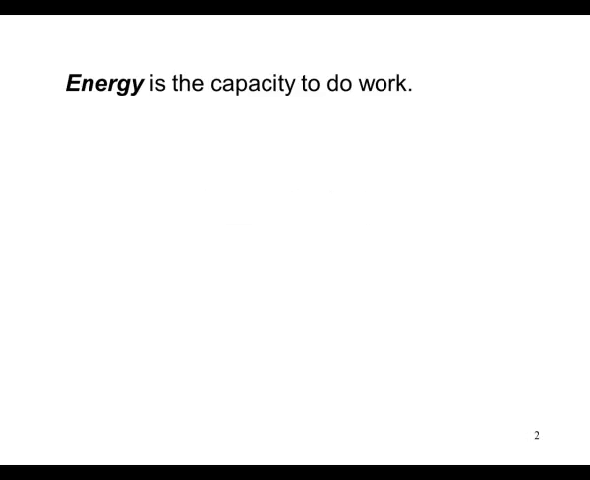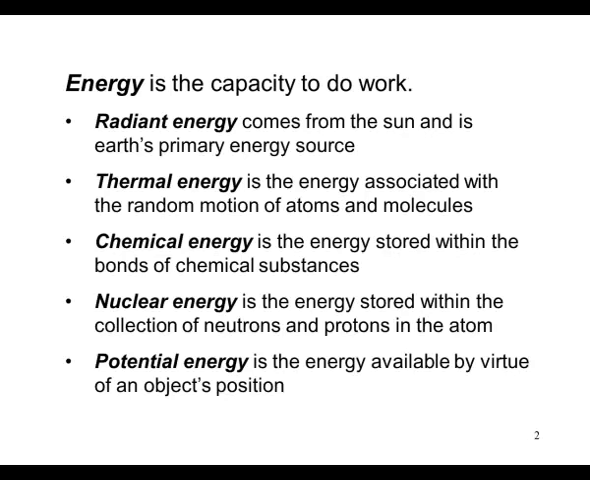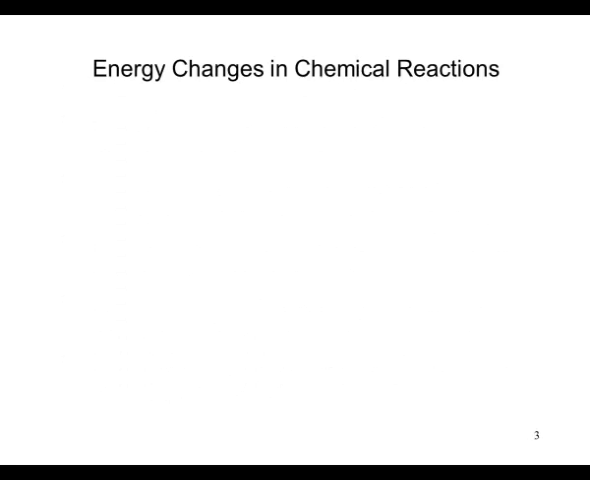Energy is the capacity to do work. Here are some common forms of energy: radiant energy, thermal energy, chemical energy, nuclear energy, and potential energy. We will concentrate in this chapter on thermal energy, the energy associated with the motion of molecules and atoms; and chemical energy, the energy stored within the bonds of chemical substances.